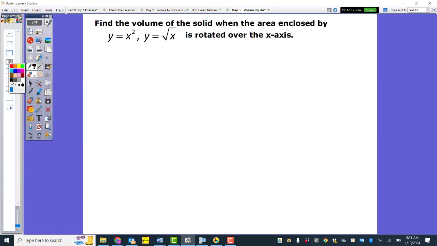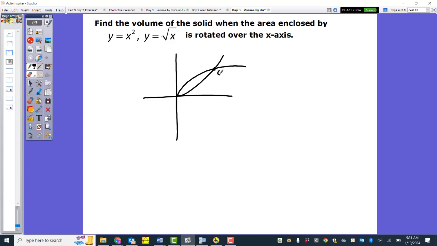We look at this one. This one, we have two functions now. We have the function x squared and the function square root of x. Those intersect at (1, 1) and (0, 0) here, with this one being x squared and this one being square root of x. And we're rotating this one around the x-axis, so around this way.